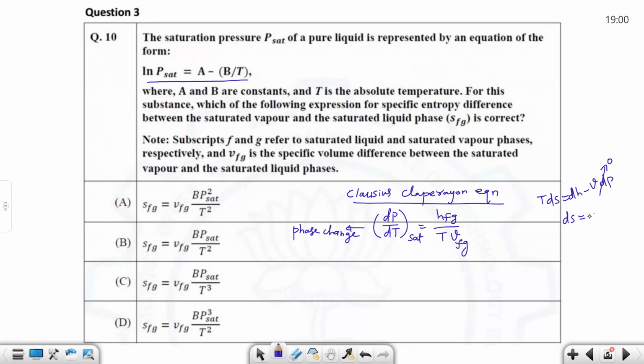So ds will be equal to dh by T. And temperature also constant. So this you can write as Sg minus Sf is equal to Hg minus Hf by T. Temperature is constant. So this will be your Sfg equal to Hfg by T. So Hfg by T, you can write Sfg.